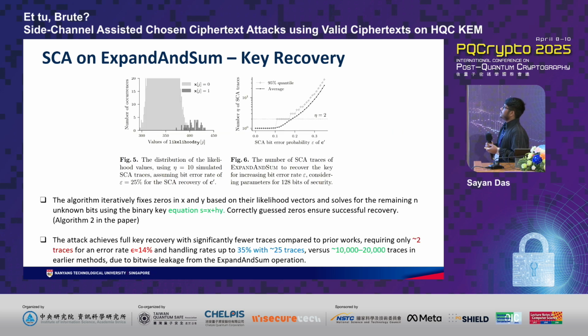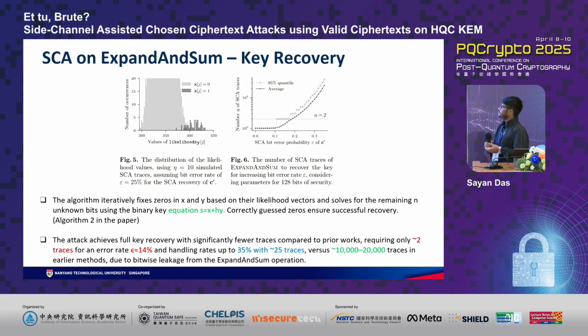So our key recovery algorithm iteratively fixes zeros in X and Y based on their likelihood vectors and solves for the remaining n unknown bits using the binary key equation S equals X plus HY, which we use to derive the public key. So correctly guessed zeros ensure successful key recovery.